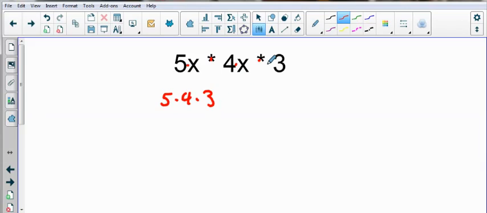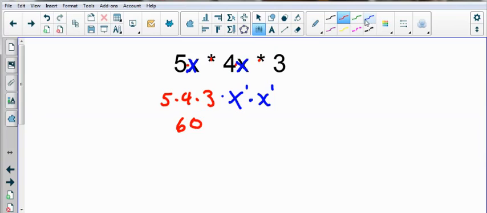Then I'm going to pull out all of my variables as long as they have the same base, and they don't have to have the same power. So I've got times x to the first times x to the first. If you want to put a 1 there, you can. You don't have to, but you'll see why that might be helpful later. All right, now I just multiply these. 5 times 4 is 20. 20 times 3 is 60.